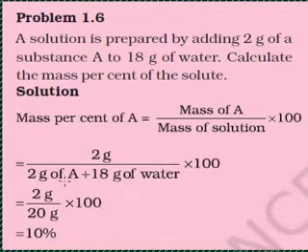Now over here component A is a solute and water is a solvent. So solute plus solvent will give you the solution. So here you have 2 plus 18 into 100 equal to 2 upon 20 into 100. You can cancel the zeros as well as 2. You will get 10% as the answer.